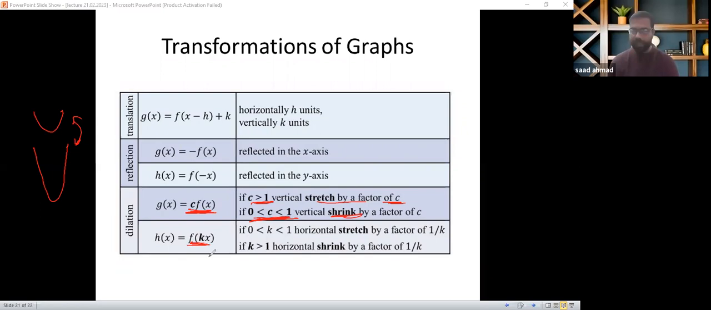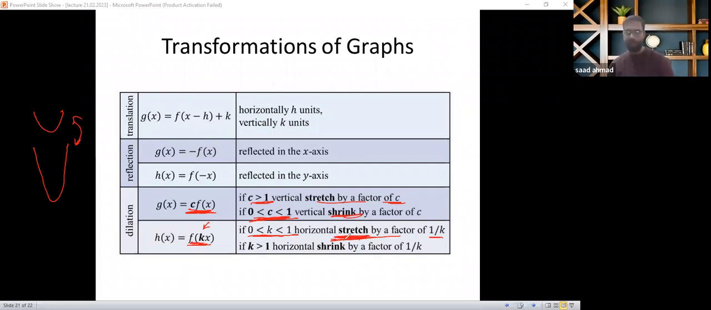And at the end here, it's k times x. If you multiply the input, the inside, by some number k, then it's a horizontal stretch by the factor of 1/k. If k is in between 0 and 1, let's say k is 1/2, you multiply the x by 1/2, then it's a horizontal stretch. It's opposite in the case of horizontal.